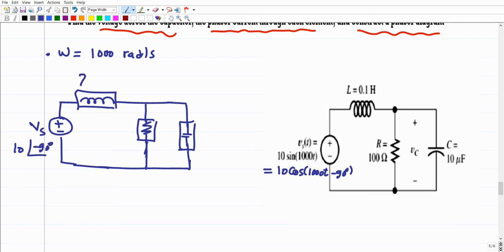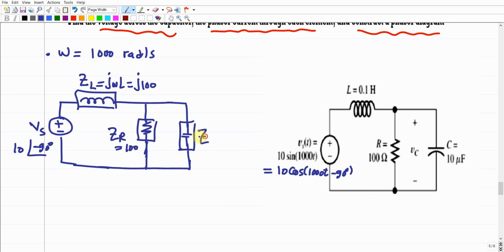How about this one? It should be ZL. How much is ZL? The equation is j omega L. Omega is 1000 times L, which is 0.1. This is going to give us 100, so ZL is j100. L is 0.1, times 1000, which is omega, giving us 100, and j. The R should be 100, so ZR here is going to be 100 ohms.